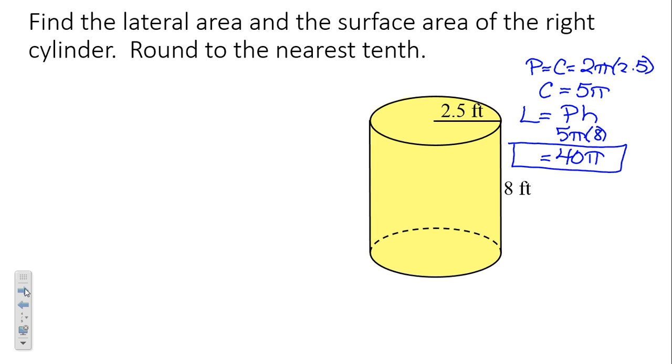Now we've got to find the area of one base. To find the area of one base, we have to find pi r squared. So our radius is 2.5. If I take pi times 2.5 squared, 25 times 25 is 625, so this will be 6.25 pi. That's one base. I need two bases, so I'm going to double it.